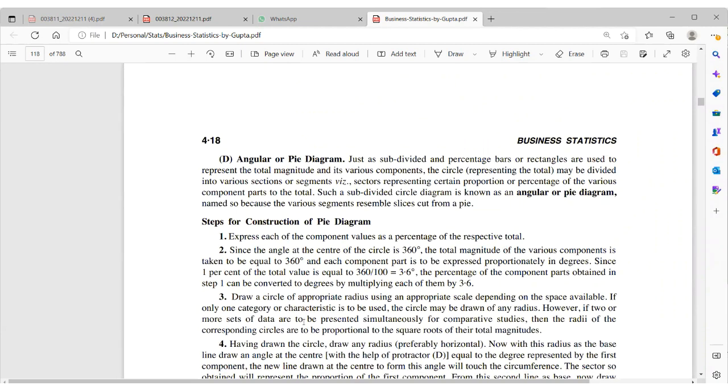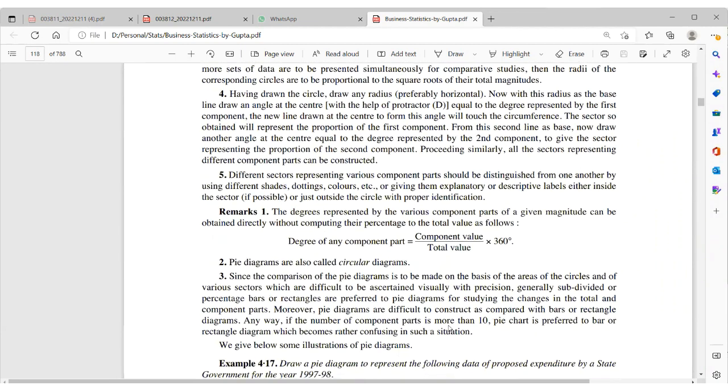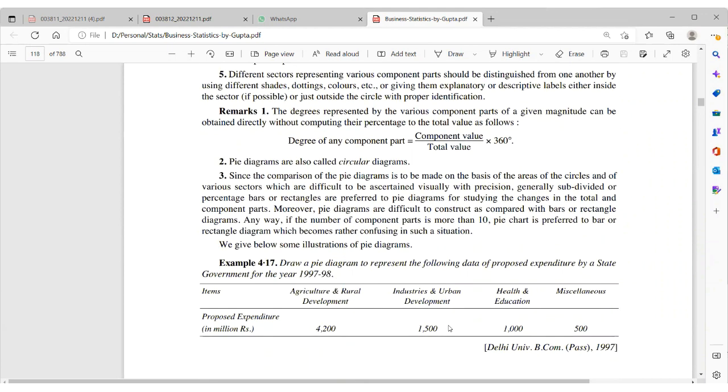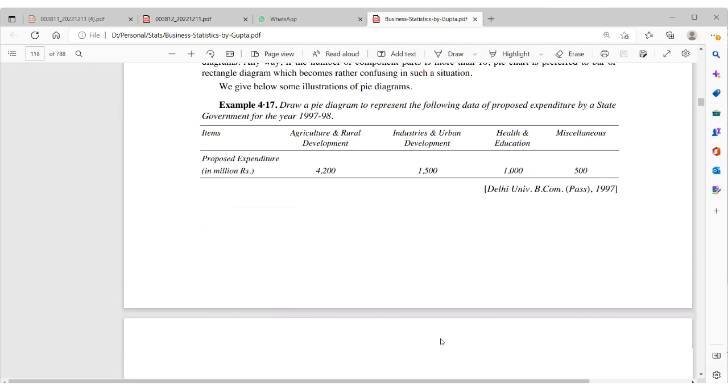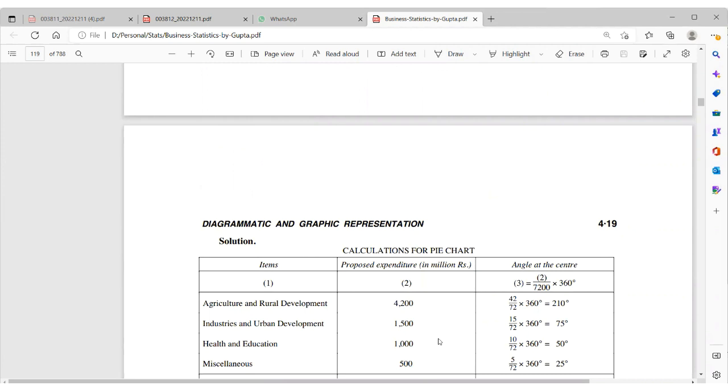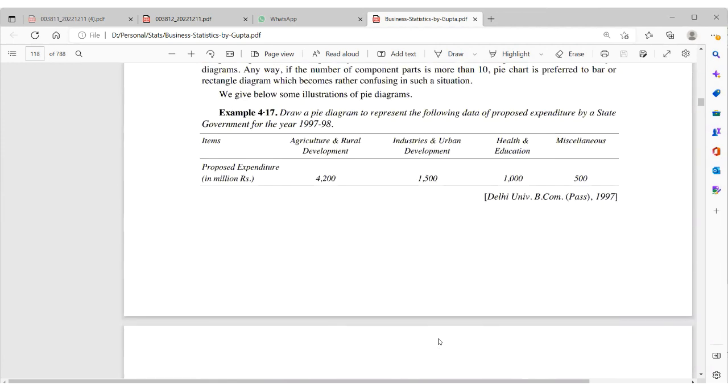This pie diagram is important. See this pie diagram. In this example, draw the pie diagram. They've simply written: draw the pie diagram to represent the following data of proposed expenditure by the state government for the year 1997 to 98. Items are given: agriculture and rural development, industry and urban development, health and education, and miscellaneous. Proposed expenditure in millions.